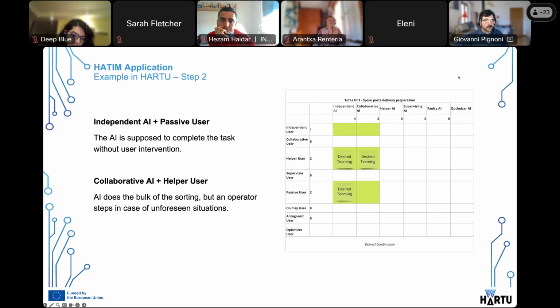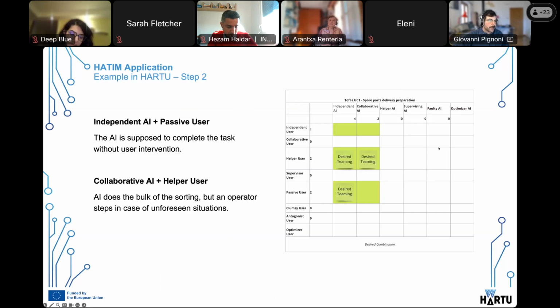And also, if you see here in the list of roles that we propose, we also have a few that are definitely not desirable, such as a faulty AI and a clumsy user. And these are actually here to have a discussion on what happens when we have human error in our system. Is the system resilient to human error, or whether we have an AI that malfunctions? Is the system resilient to malfunctions of the AI? So we can also have a discussion about those cases.